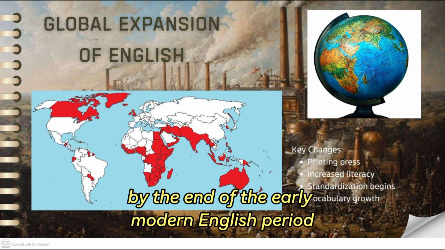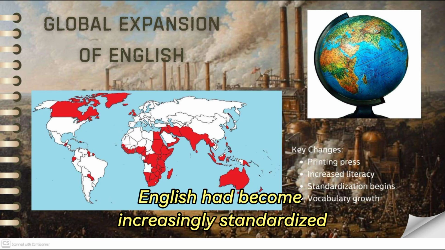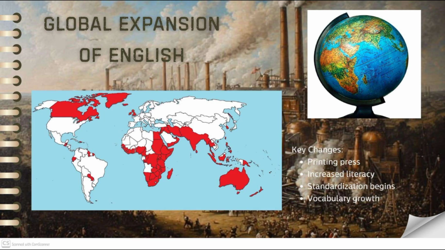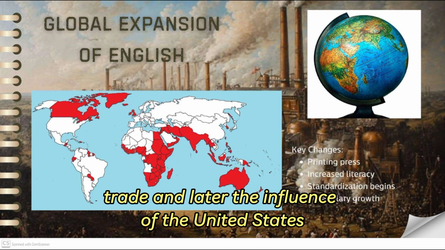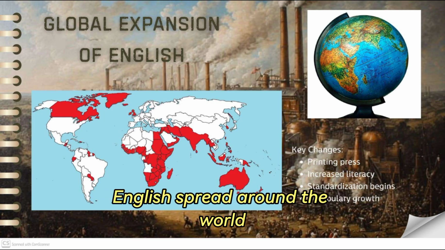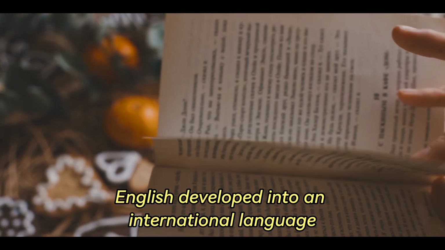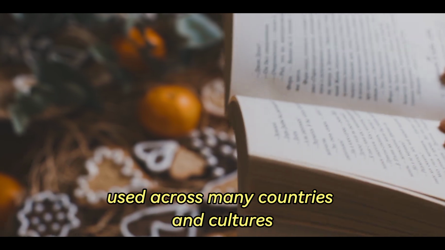By the end of the Early Modern English period, English had become increasingly standardized. Through British colonial expansion, trade, and later the influence of the United States, English spread around the world. As a result, English developed into an international language used across many countries and cultures.